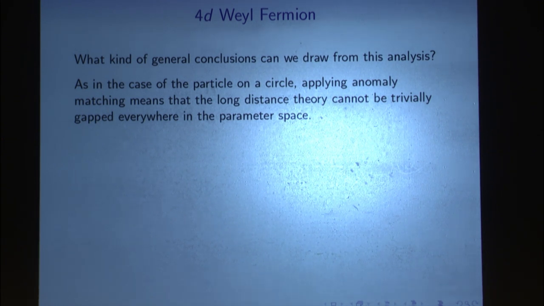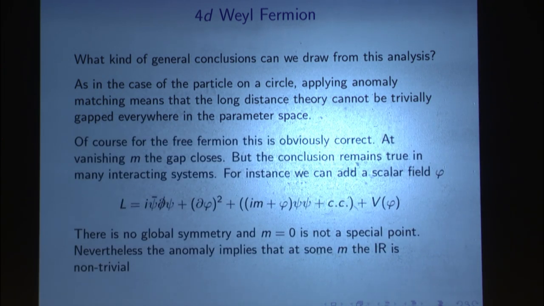OK. So that looks very fancy. What kind of conclusions can we draw from this analysis? One thing we can do is apply anomaly matching again. Anomaly matching in this case would mean that the long distance theory cannot be trivially gapped everywhere in the space of masses. For the free fermion, this is completely obvious. Of course, when the mass is 0, you have a massless fermion, and that's not trivially gapped. But the point of the analysis, just like the quantum mechanics example, is that the conclusion is robust under lots of deformations. So for instance, we could couple the theory to a scalar field.